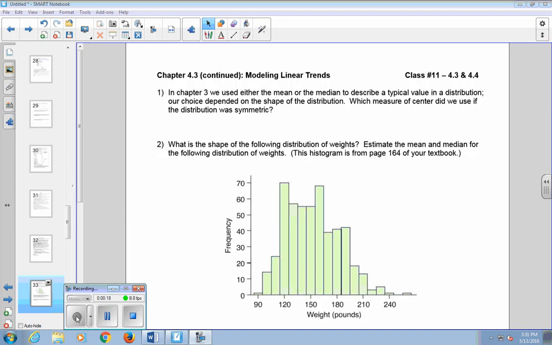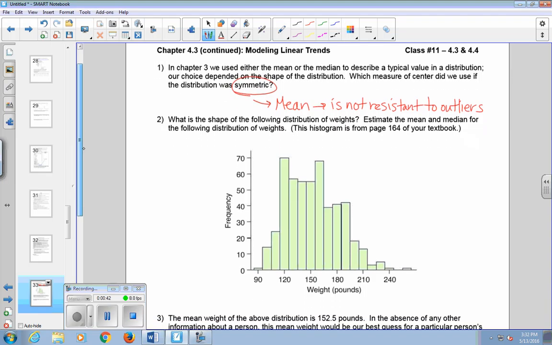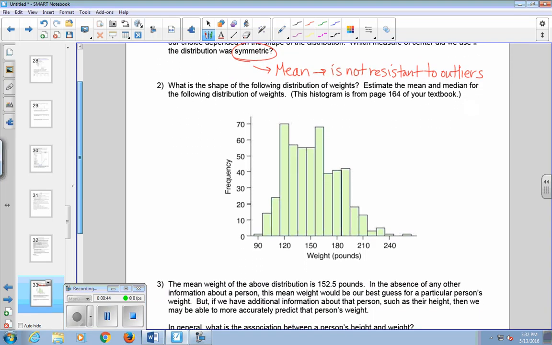So which measure of center did we use if the distribution was symmetric? Remember, if it was symmetric, we tended to use the mean, or the mean was a better option. That was because the median is resistant to outliers, while the mean is not. If the distribution was skewed, we use the median.